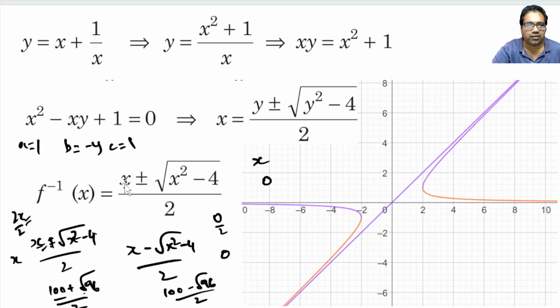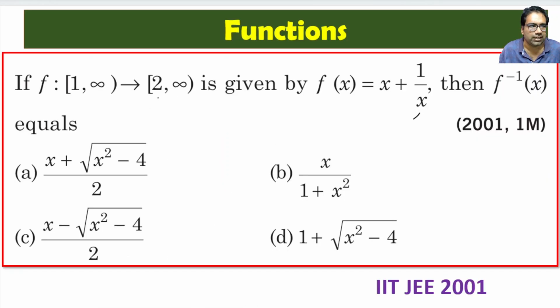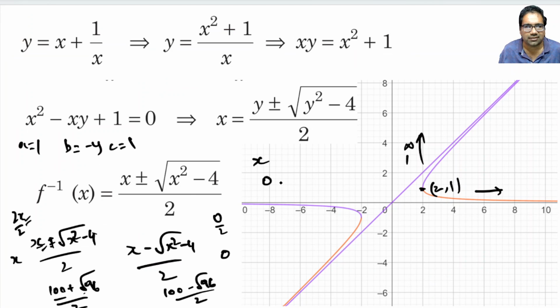So when you are taking x plus under root x square minus 4, the domain is 2 to infinity and this point is (2, 1). So here it is 2 to infinity on the right side and here it is 1 to infinity. So this is working fine. We want from 2 to infinity to 1 to infinity. But in the other case, if you are taking minus, then the domain is 2 to infinity, that is fine, but the range is 1 to 0. It is starting from 1 and going to 0.